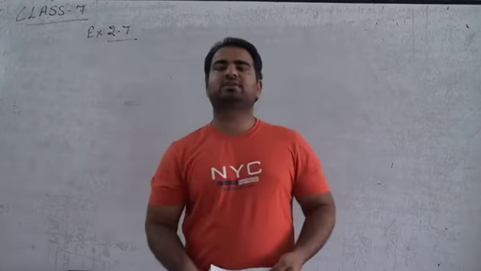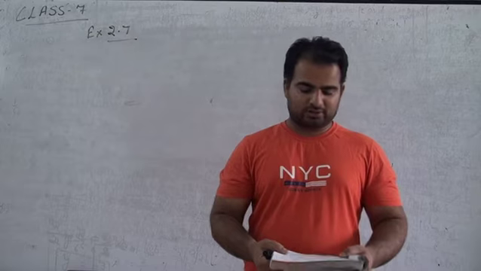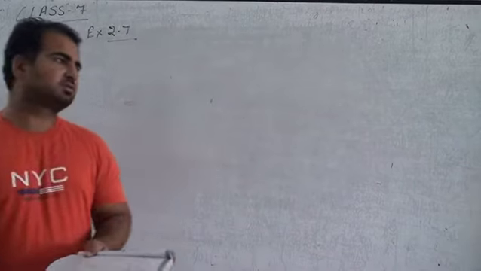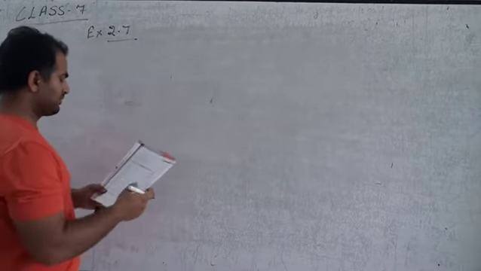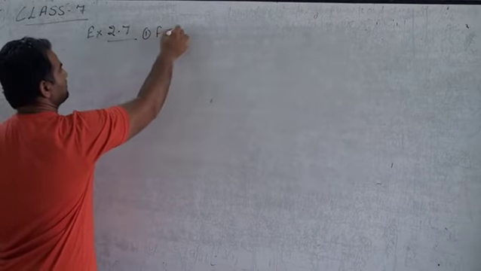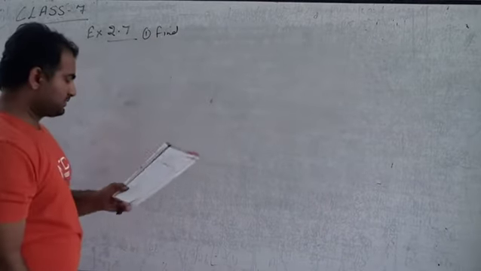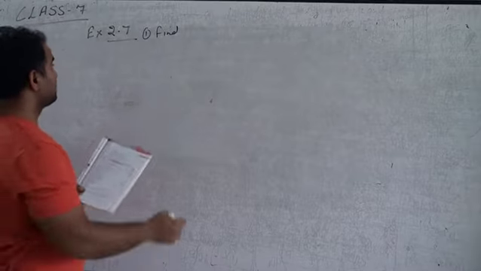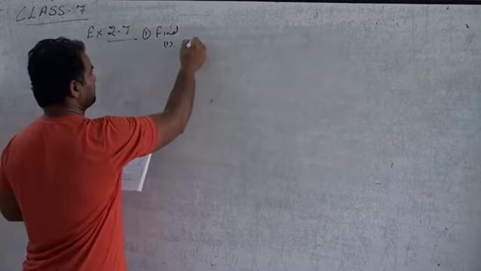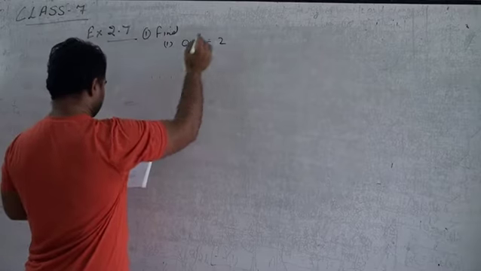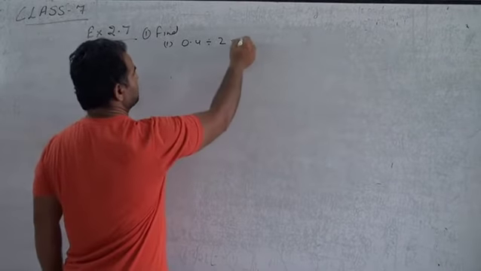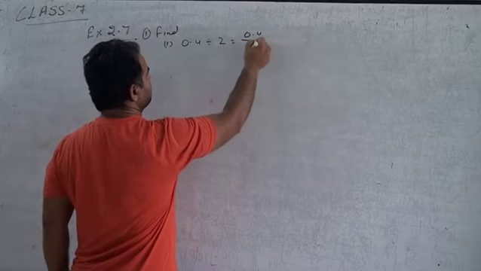Good day class. In this video we are going to talk about exercise number 2.7. Okay. So question number 1 is find. First of all I am writing the questions. First 0.4 divided by 2. Okay. So what we have to do is just 0.4 upon 2.